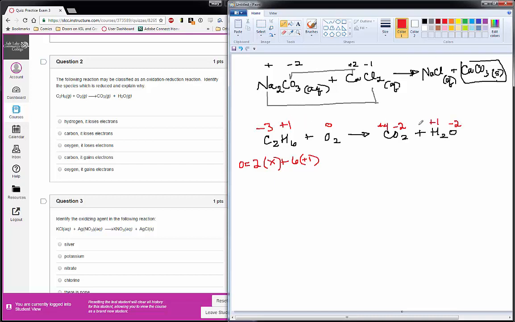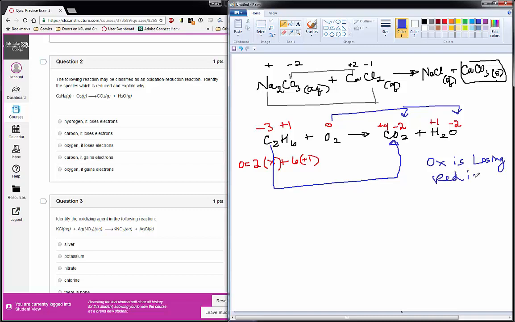Now that I've assigned oxidation numbers to each of these species, I could tell what was oxidized and what was reduced. And what I do is I look for what changes, right? So carbon is -3 on this side, and now it's +4. Hydrogen is +1 on both sides, so it didn't change. And oxygen is, in both cases, -2. And then we remember that oxidation is losing electrons, and reduction is gaining electrons or becoming more negative. This is becoming more positive.